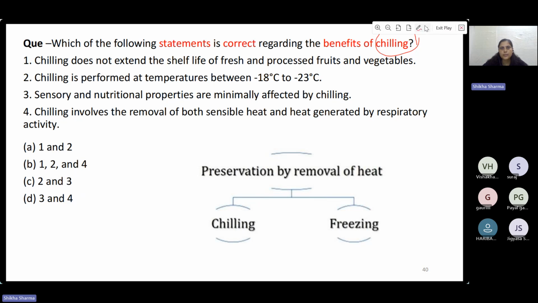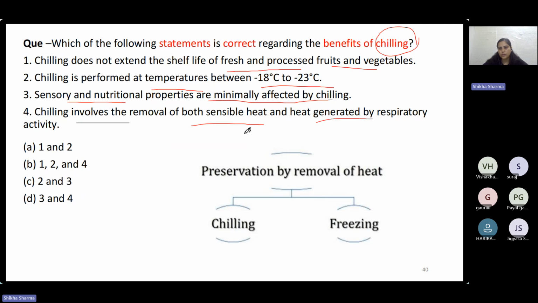Which of the following statements is correct regarding the benefits of chilling? First, chilling does not extend the shelf life of fresh and processed fruits and vegetables. Second, chilling is performed at between -18 degrees Celsius to -23 degrees Celsius. Third, sensory and nutritional properties are minimally affected by chilling. Fourth, chilling involves the removal of both sensible heat and heat generated by respiratory activity. So we have the low temperature or heat removal processes like chilling and freezing. First we are discussing chilling, then we will discuss freezing.